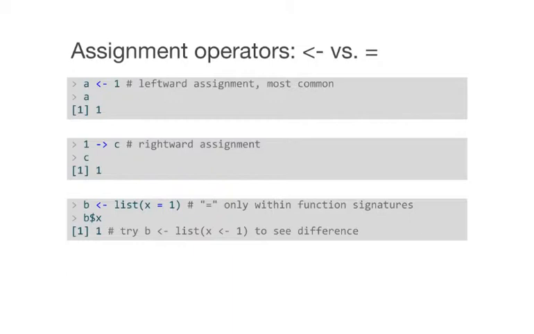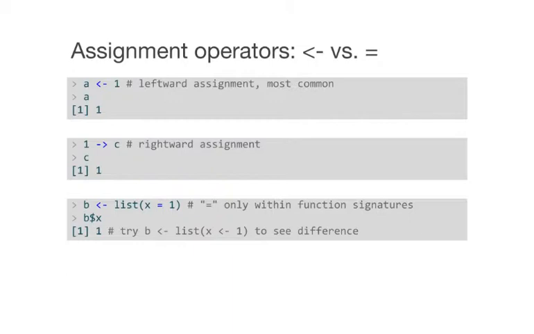In many situations, it will produce a similar effect, but it actually should only be used within function signatures, like you see in the third example. In this case, we created an object named B of class list, which contains one element with name x. However, x in this case is not a separate object. If you would run the same command, but using leftward arrow instead of equal sign within the list function, you will create two separate objects. One is list B, which contains one element x without any name, and another object x, which has value 1 and will be accessible on its own.